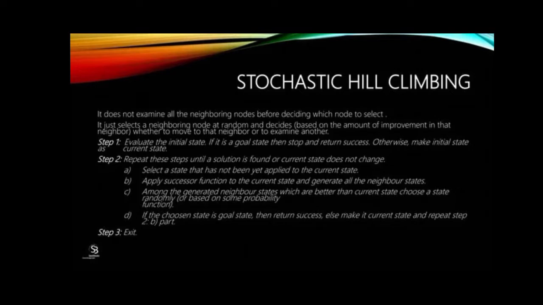Select a state that has not yet been applied to the current state. Apply the successor function to the current state and generate all the neighbor states. Among the generated neighbor states which are better than the current state, choose a state randomly or based on some probability function. If the chosen state is a goal state, then return success, else make it the current state and repeat step 2. And then exit.